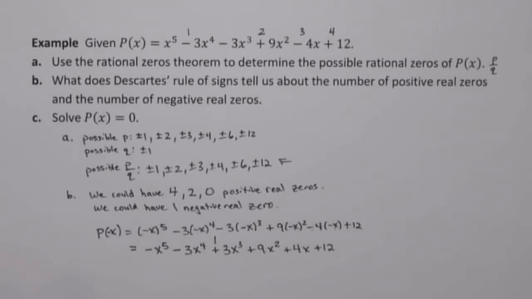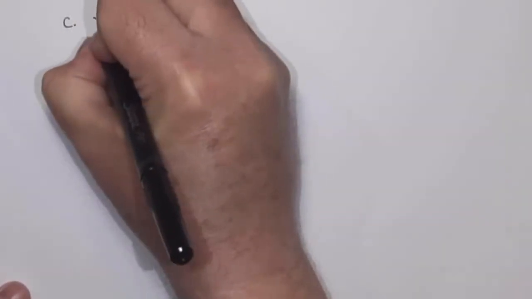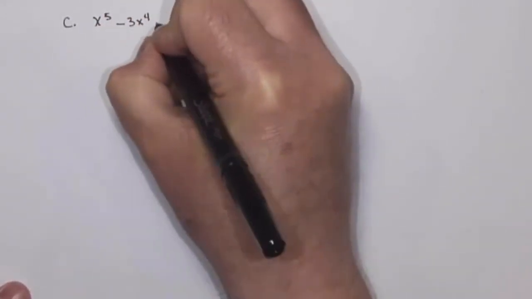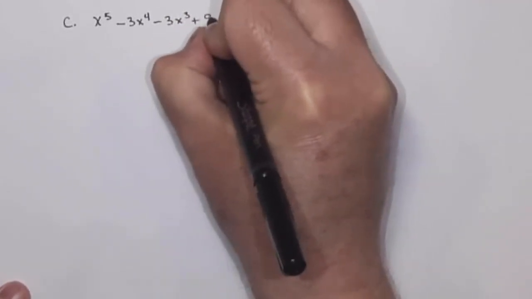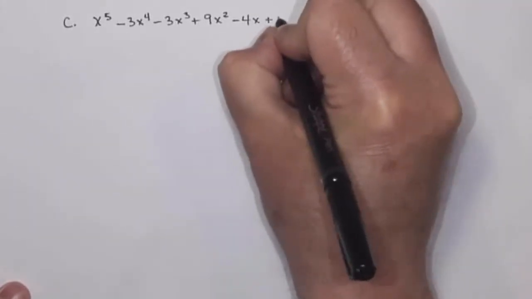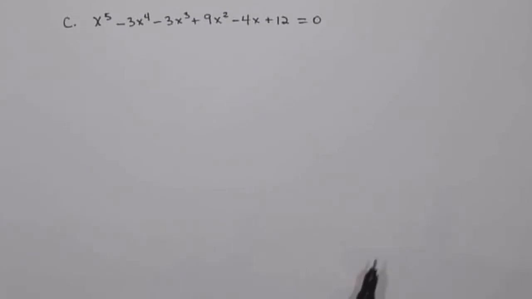We're going to do part C on a different sheet. So in part C, we have our polynomial function x to the fifth minus 3x to the fourth minus 3x cubed plus 9x squared minus 4x plus 12. We're setting that equal to 0, and we want to solve that. So in other words, we want to find the zeros of our polynomial function.